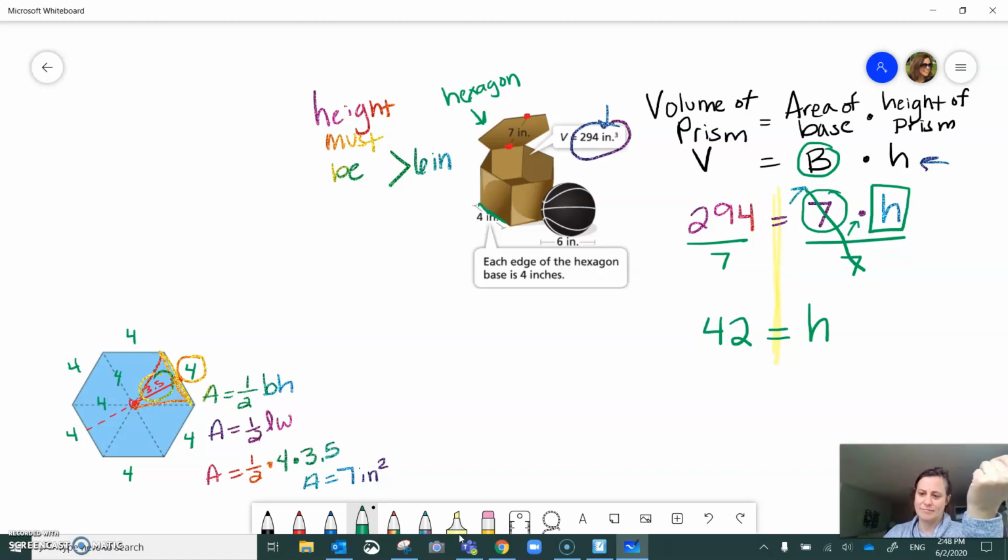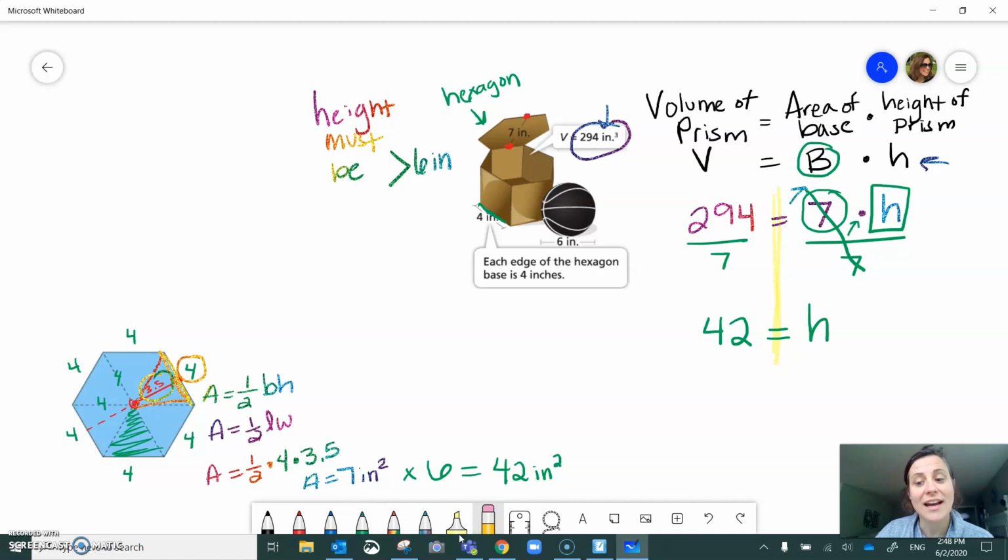Oh my gosh. You guys, you know what I'm doing wrong here, right? Remember down here when I found out that the area of one of these triangles was 7 inches? How many triangles are there? That's right, there's 6 triangles. And 7 times 6 is 42. So the actual area of the base is 42.